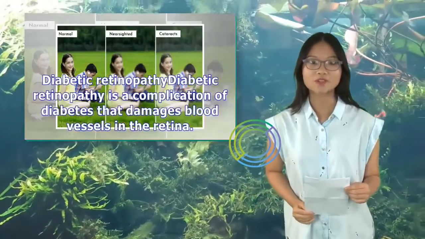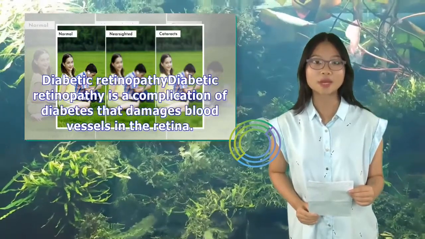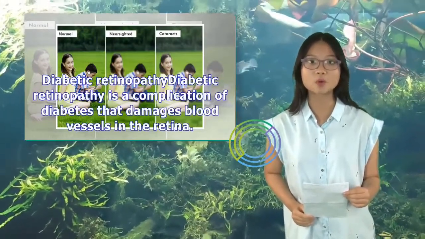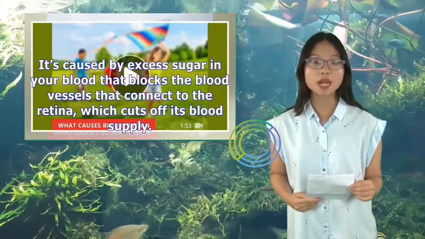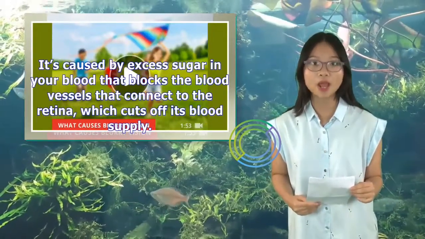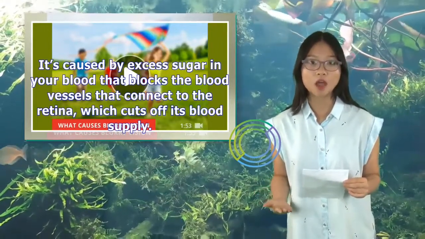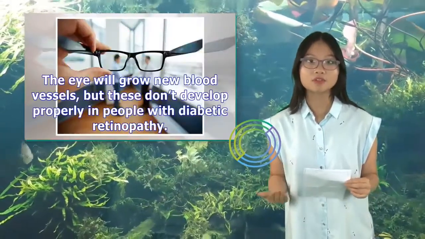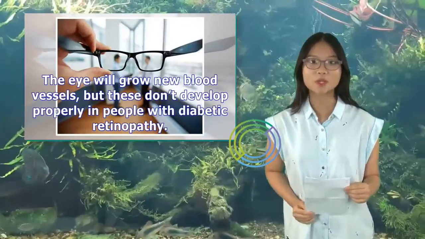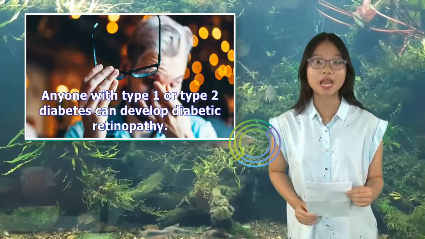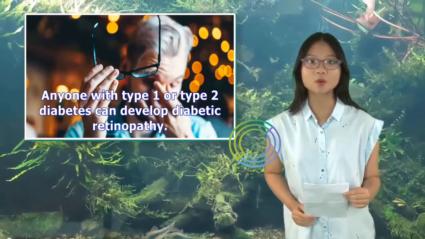Diabetic retinopathy. Diabetic retinopathy is a complication of diabetes that damages blood vessels in the retina. It's caused by excess sugar in your blood that blocks the blood vessels that connect to the retina, which cuts off its blood supply. The eye will grow new blood vessels, but these don't develop properly in people with diabetic retinopathy. Anyone with type 1 or type 2 diabetes can develop diabetic retinopathy.